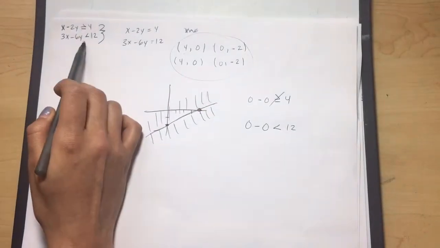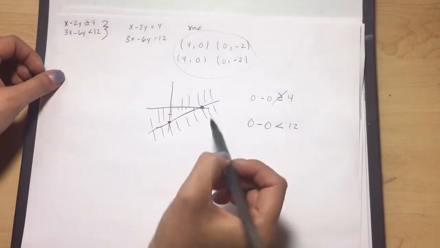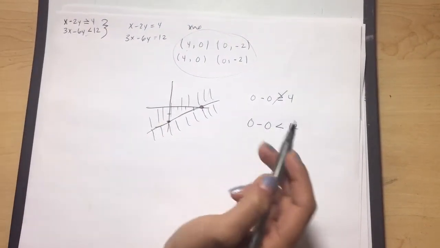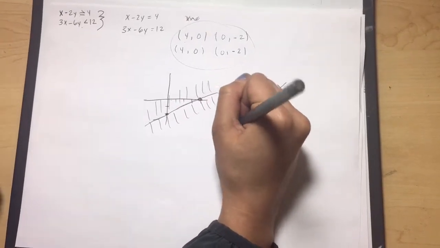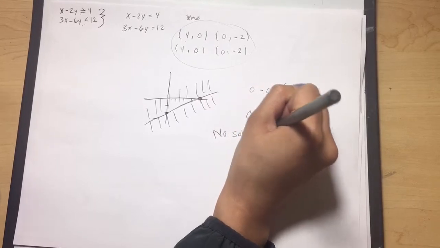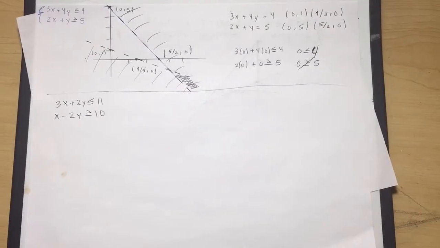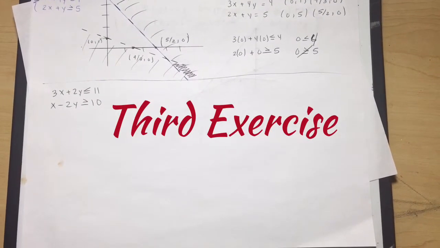So since this one doesn't have the equal sign, it's not part of the solution, which makes it no solution at all. So you can write no solution on the paper. And you're good. Just to make sure you guys got it right, we're going to show one more problem, okay?